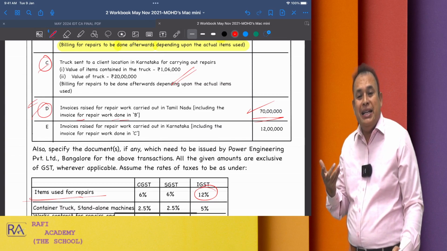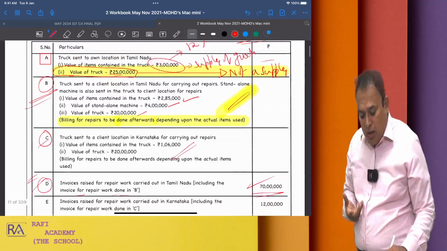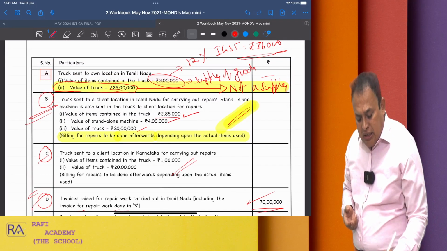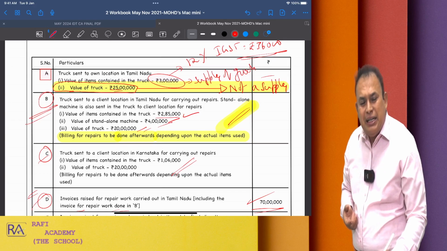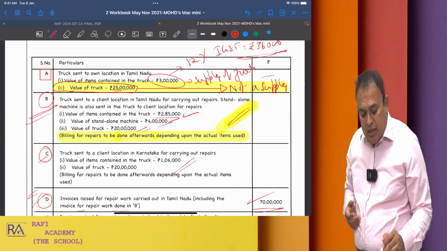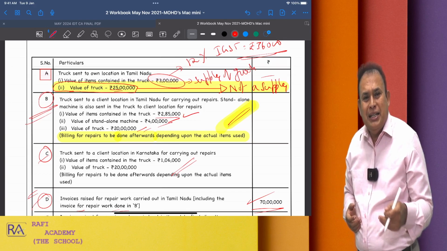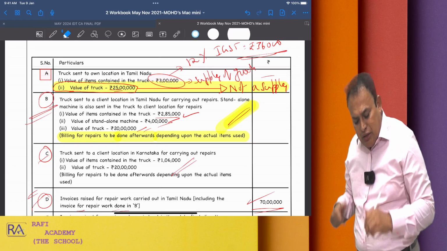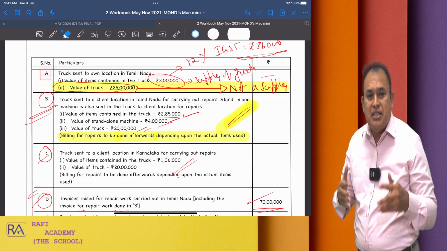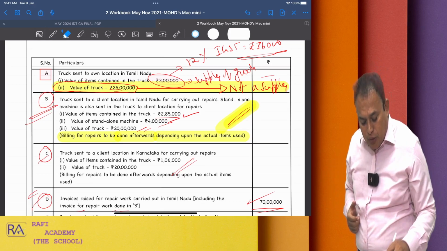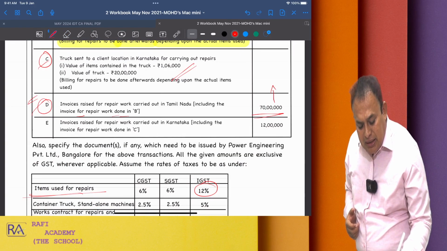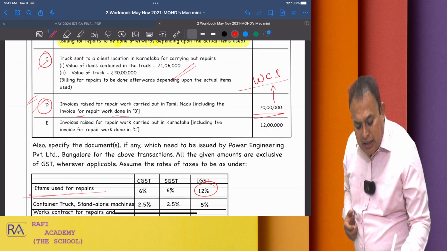What is the supply? They send a container, 2,85,000 standalone machine, and the truck. The truck will come back. So here what type of supply are they providing? Not sale of goods, but works contract services. Therefore, the value of material and value of service are both included. So the value here, 70 lakhs, is nothing but works contract service.